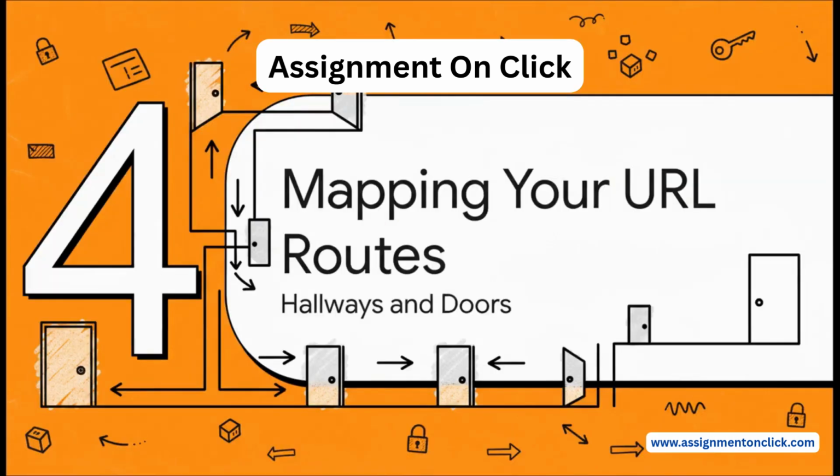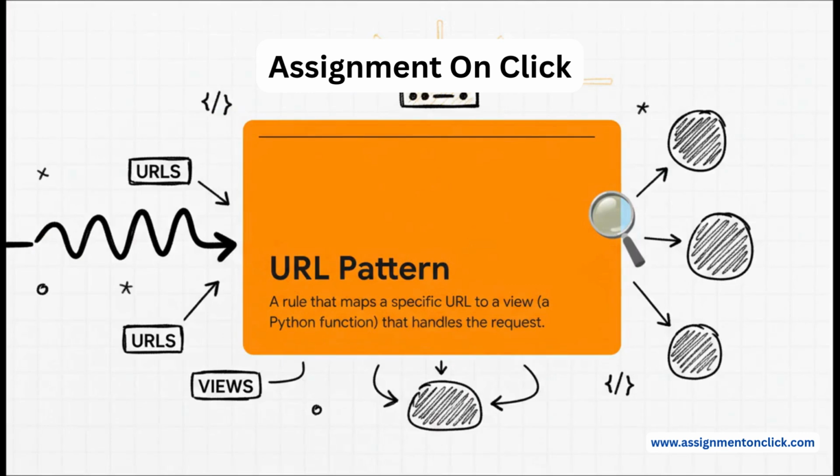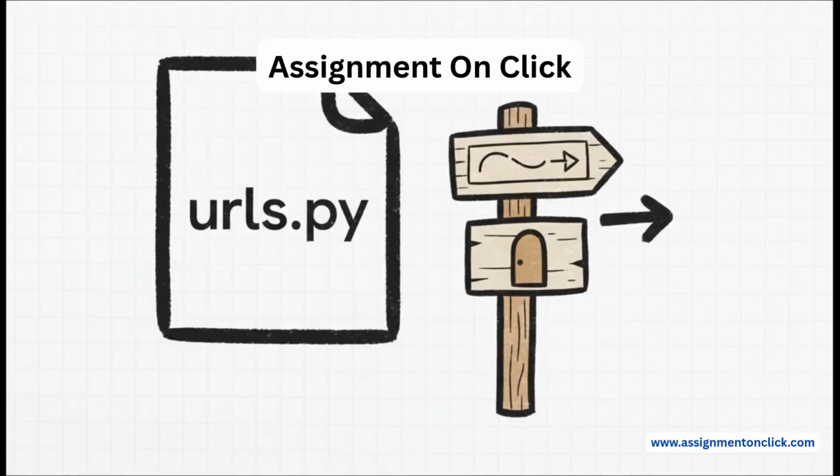All right, section 4, mapping your URL routes. This is all about creating the hallways and doors. I mean, our rooms exist now, which is great, but they're completely isolated. They're pretty useless without hallways and doors to actually get to them. And in the web world, that's exactly what URL routing is for. So, what's a URL pattern? It's really just a rule. It's a rule you put in a special file that maps a specific web address, a URL, to a specific Python function. And that function, which Django calls a view, is what handles the user's request. Simple as that.